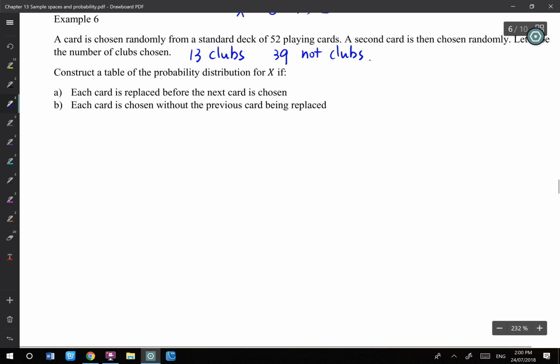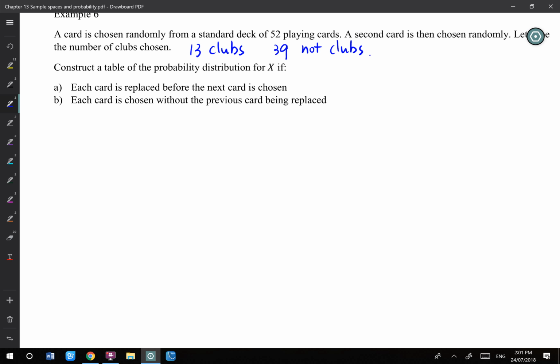Okay, with replacement and without replacement. The first one is called a binomial. The second one is called a hypergeometric. I think last year you should have been taught that already? If not, you may not know the name, but you might know what we're doing. Okay, let's have a think. We just think about the tree diagram first. Okay, that's what everyone's doing.